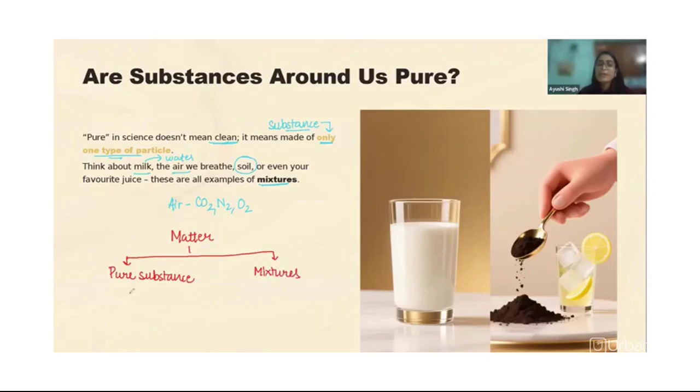Under pure substances, we'll see elements and compounds, that we'll see later. Under mixtures, there are two types of mixtures: homogeneous and heterogeneous. Now we'll see the difference between them. So let's quickly move ahead.